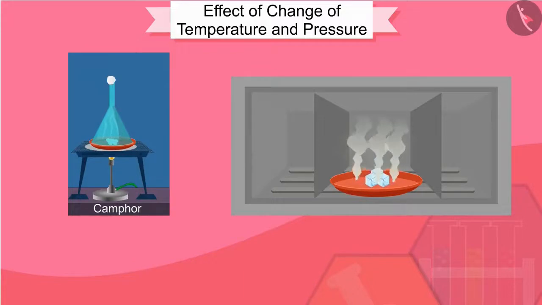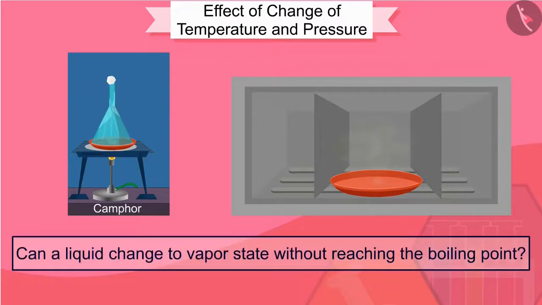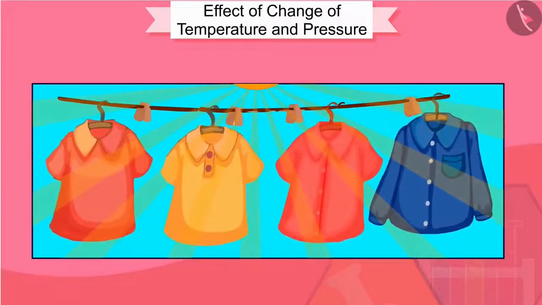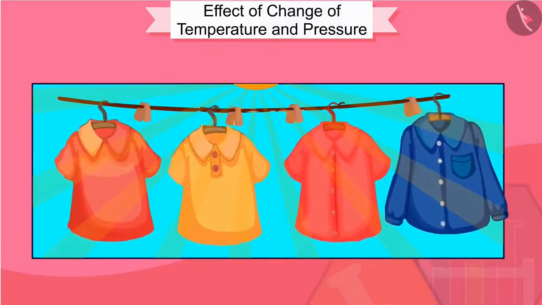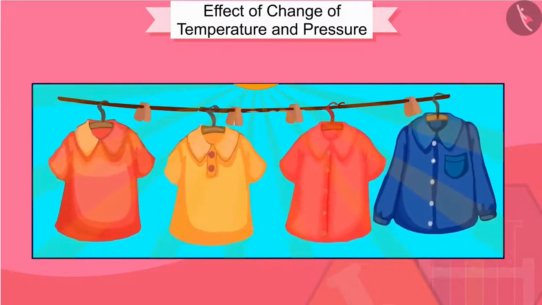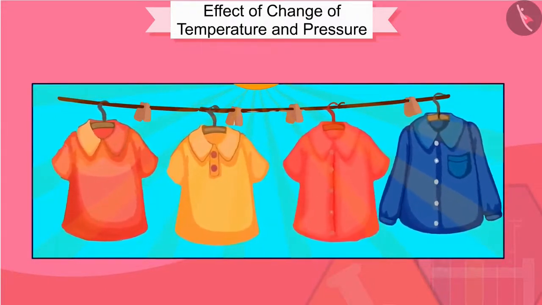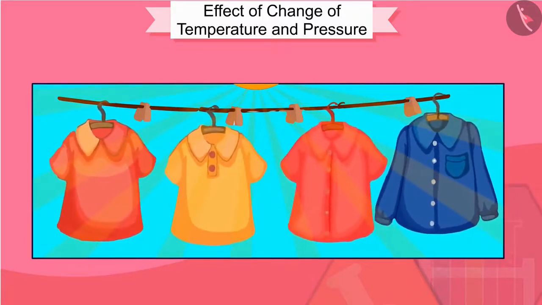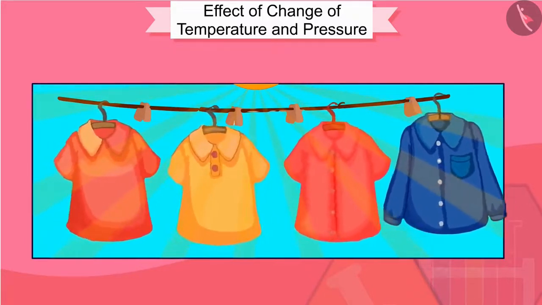or gas. Is it necessary to always heat or change pressure to change the state of matter? Can a liquid change to vapor state without reaching the boiling point? Let us understand this with an example. When we dry clothes, the water in them slowly converts into vapor. How does this happen? What happens to water in such a situation?